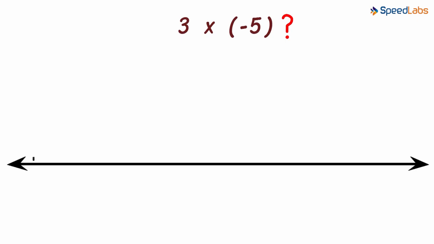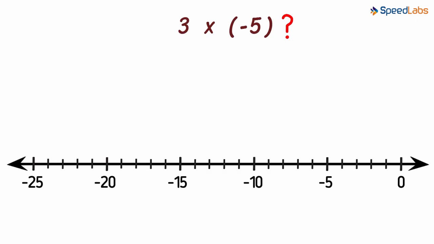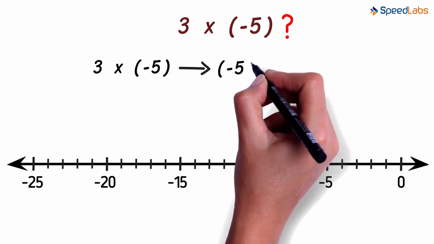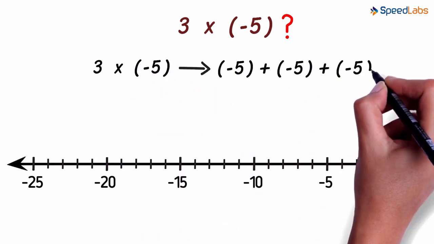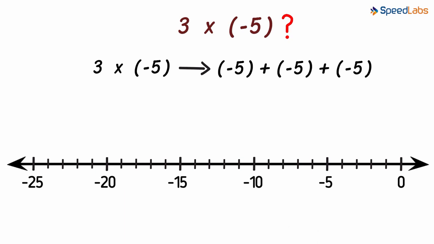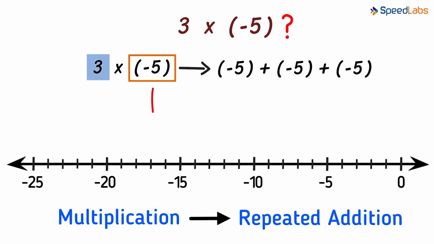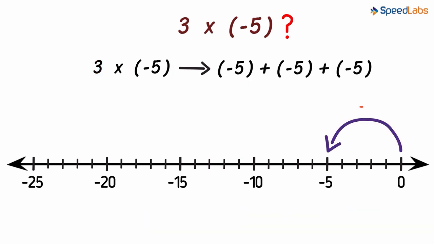Another good way to understand this is by solving it with the help of a number line. We know that 3 times negative 5 also means we need to add negative 5 3 times. Yes, multiplication is nothing but repeated addition. Here we want to multiply negative 5 with 3, therefore we will add negative 5 3 times. Now the problem can be solved using a number line as follows.